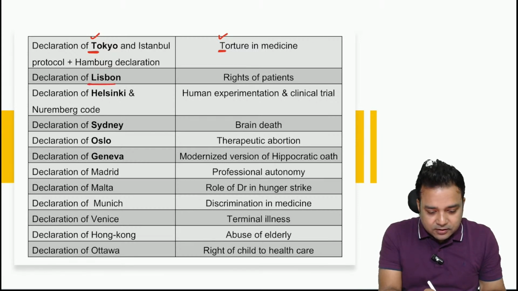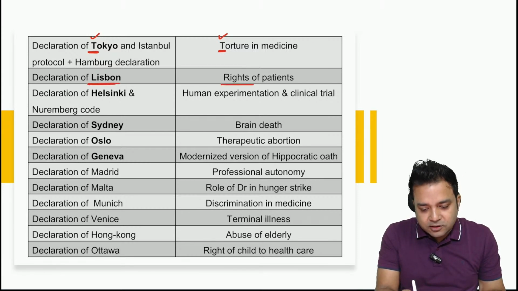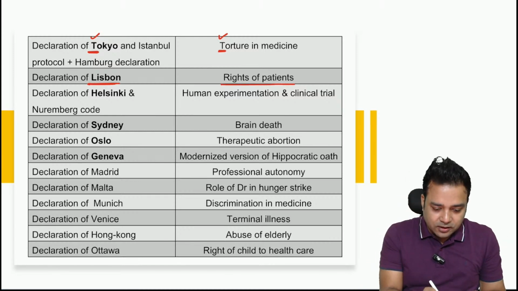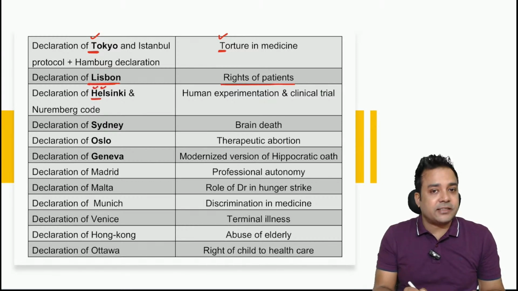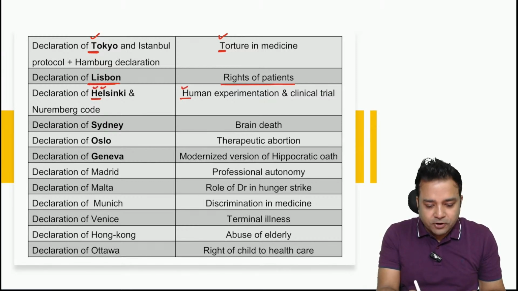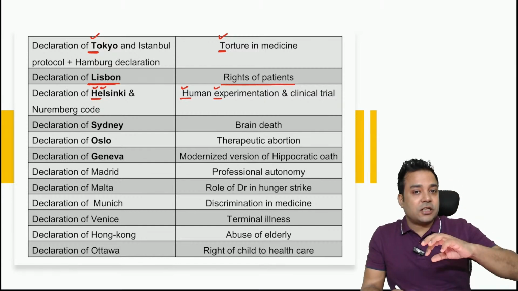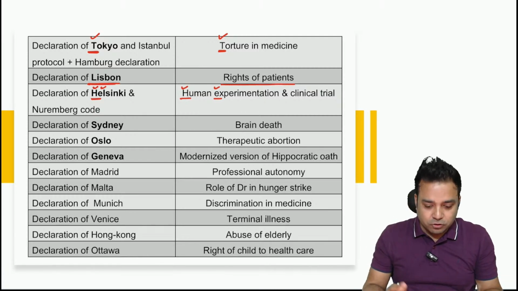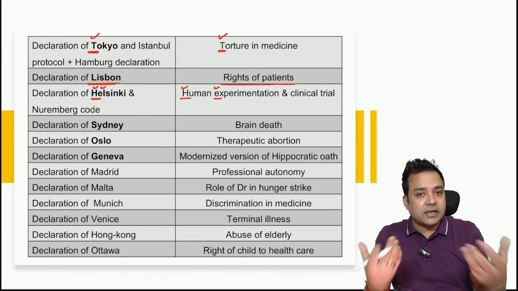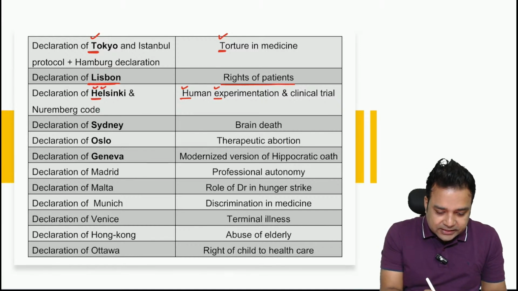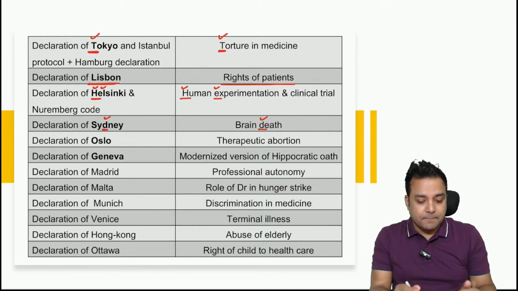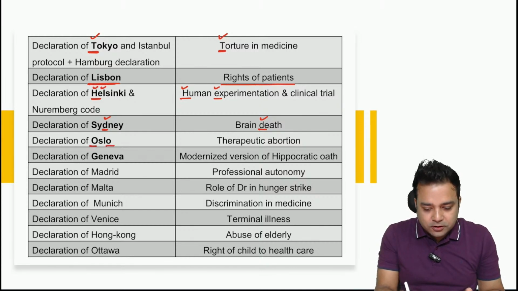Lisbon deals with rights of the patient. Every patient has got right for treatment. That is what is the major thing in Lisbon Declaration. Helsinki starts with H, H for human, E for experimentation. So this deals with human experimentation of drugs, vaccines and clinical trials. So you should follow the ethical guidelines. Sydney D deals with death. Mainly which type of death? Brain death. Oslo O goes with O of abortion, that was asked.